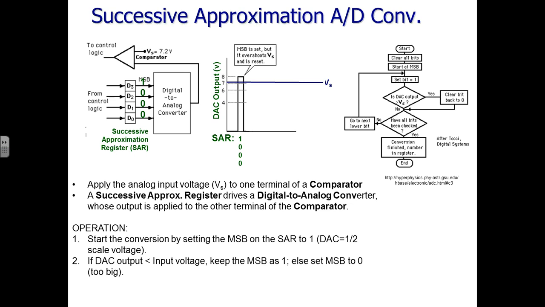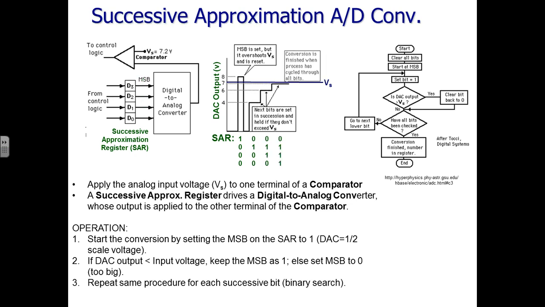If the input signal is still bigger than the amount that the D to A converter put in, then we keep that one there. Now in this case, the DAC output exceeds the voltage on the input, so we wouldn't keep that most significant bit equal to 1. So we'll set that to 0 and then try the next bit. And when we set the next bit to 1, well, we get a value that's still below the level of the input signal, so we keep that one.